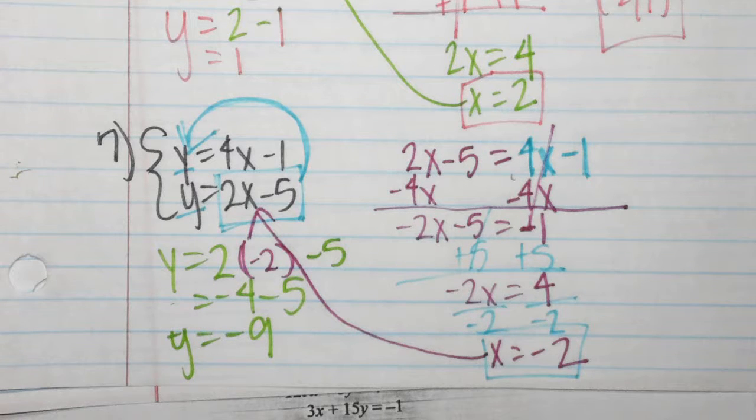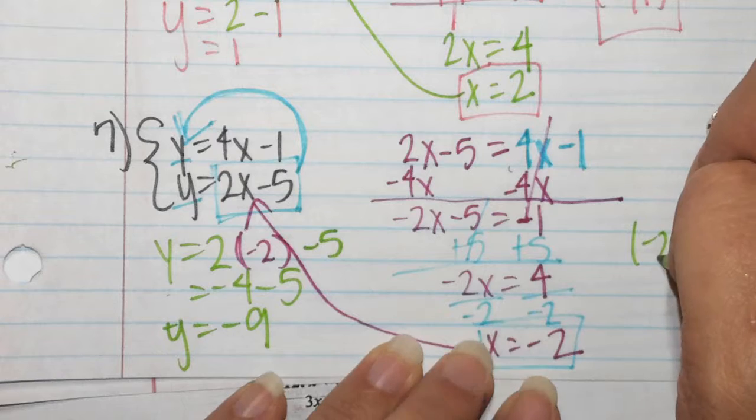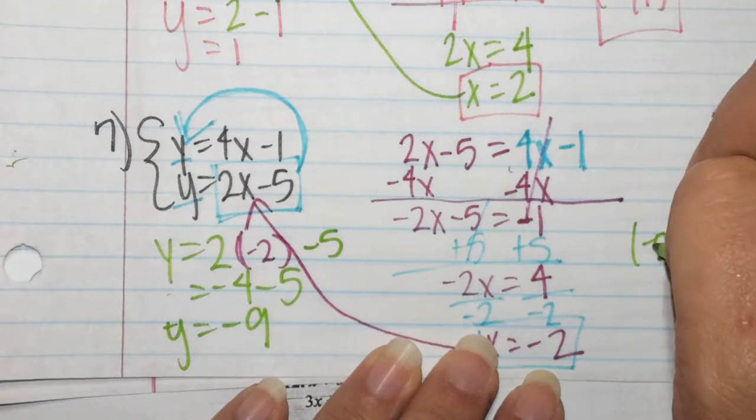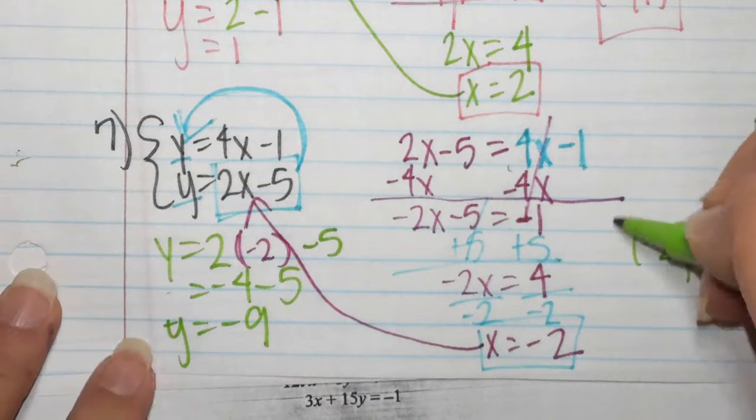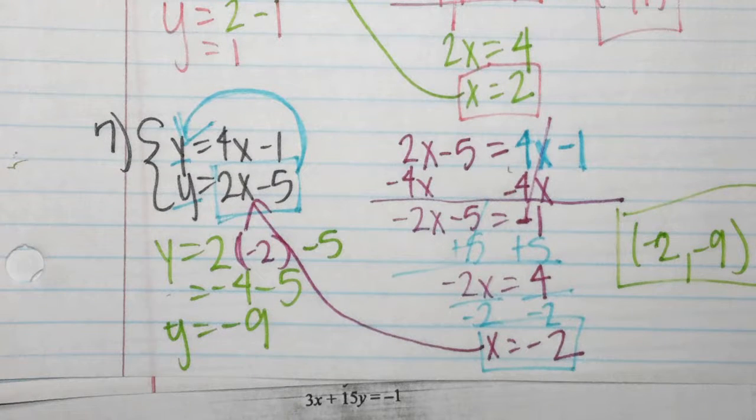How do we write our coordinate? -2, -9? Look at you go. Are we understanding better? Less?